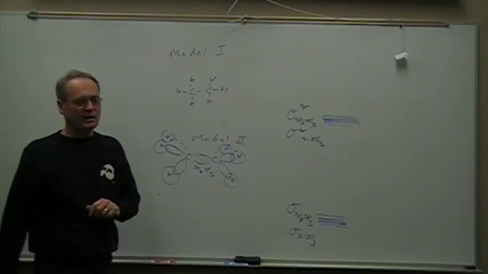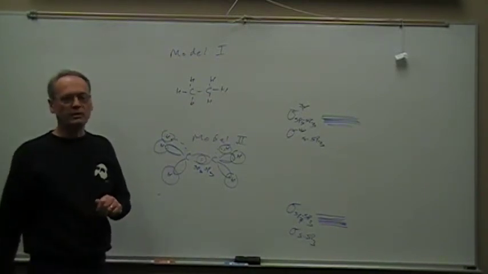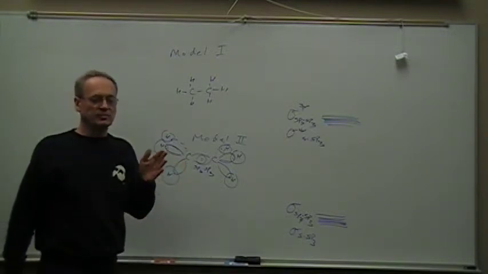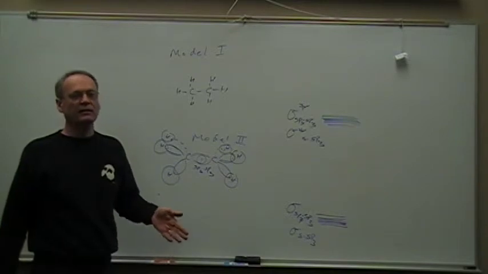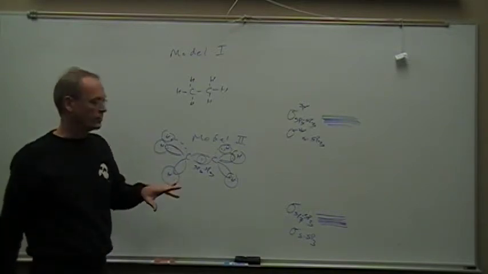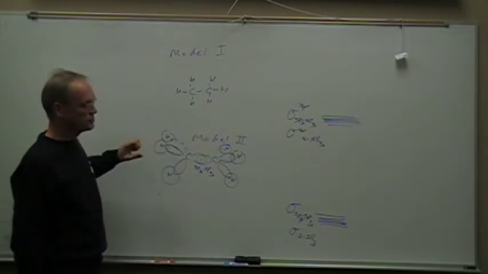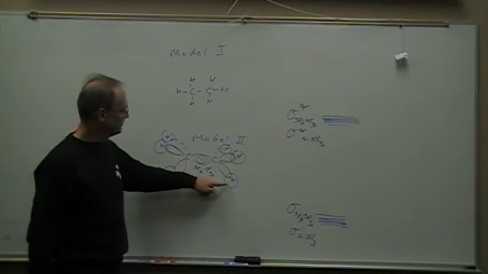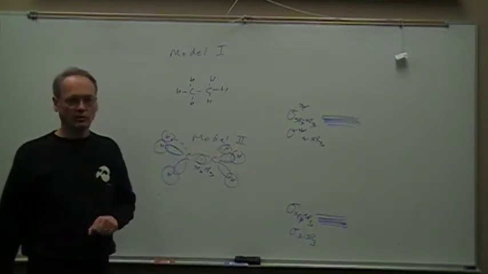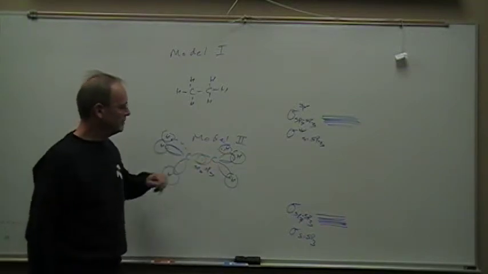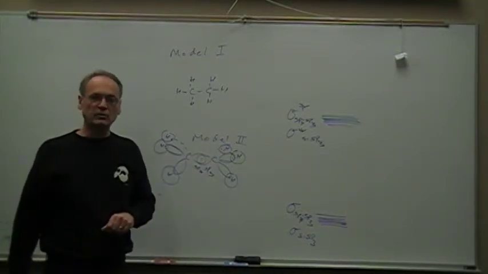Really what we're doing is not counting bonds as much as counting orbitals, because remember the rule says you have to have as many molecular orbitals at the end as you started with atomic orbitals at the beginning. So let's count atomic orbitals. How many atomic orbitals in this picture of model number 2? Well, let's count the s's first. 1, 2, 3, 4, 5, 6 s orbitals. And then 1, 2, 3, 4, 5, 6, 7, 8 sp3 orbitals.